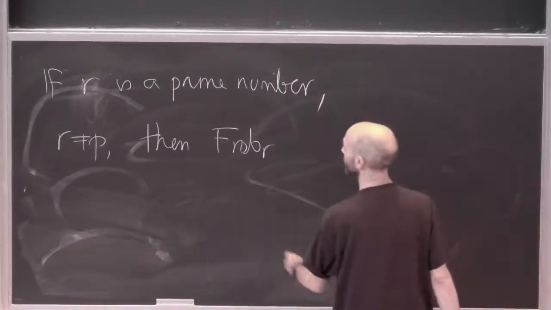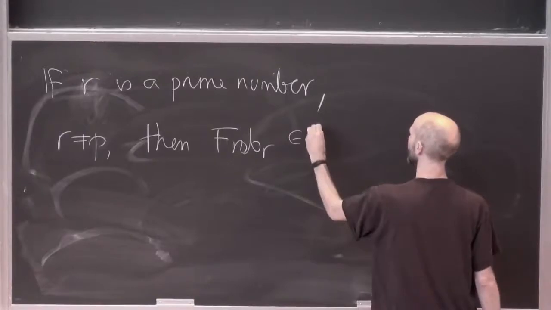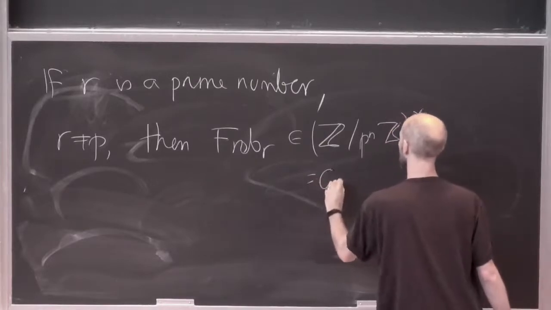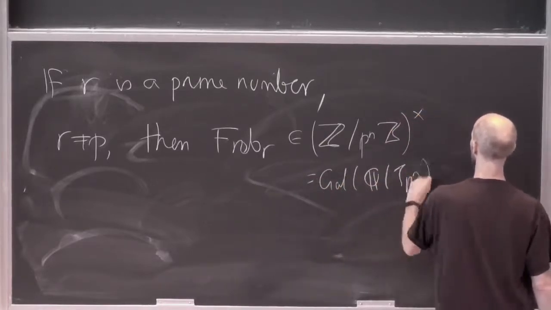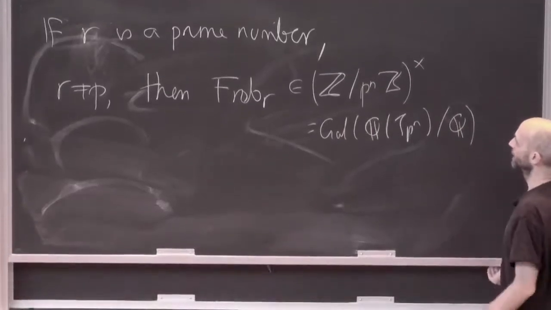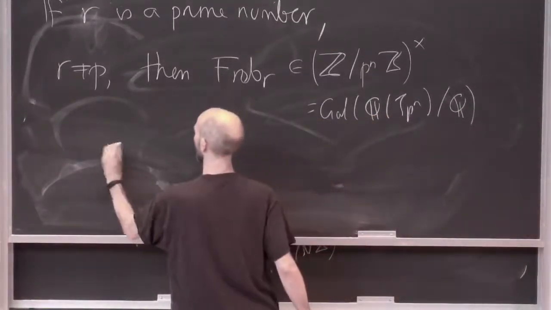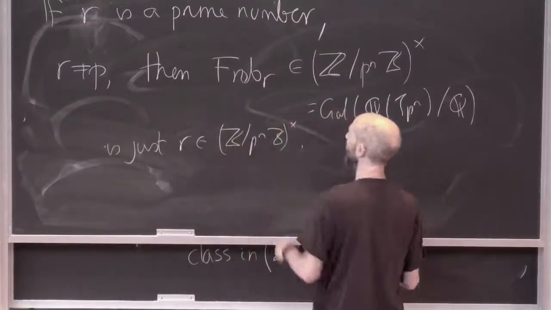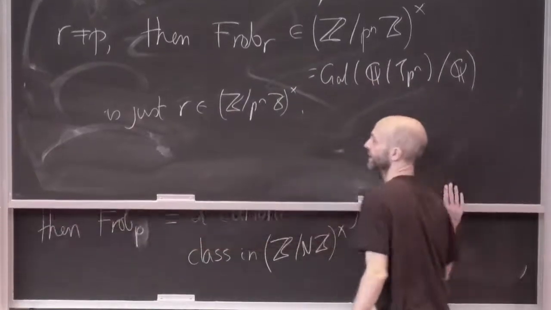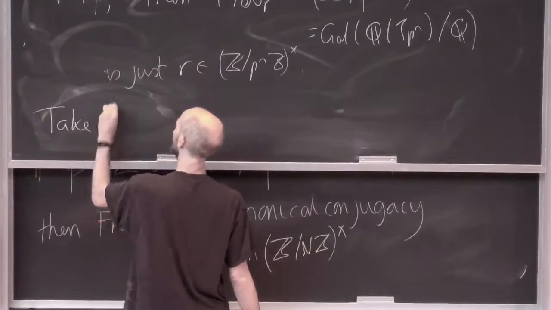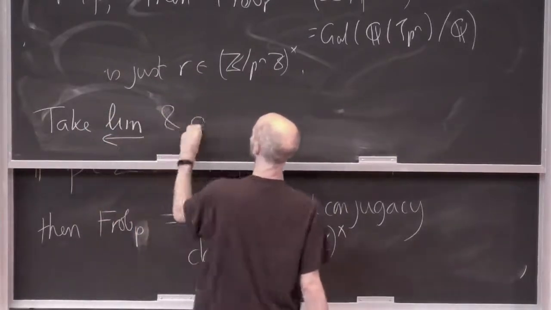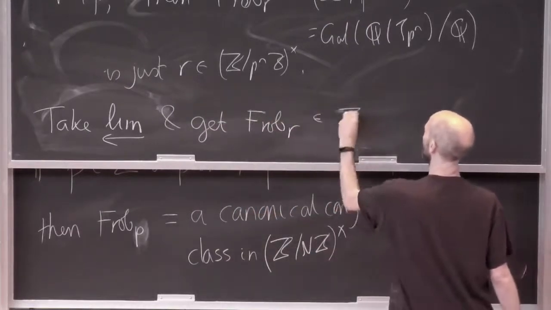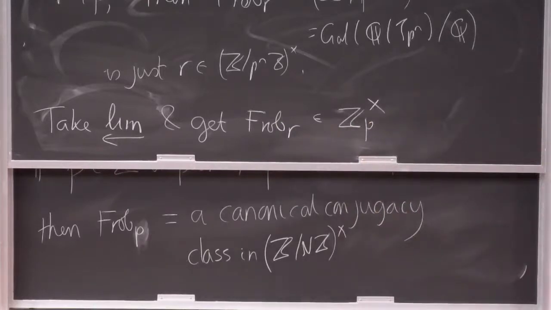If R is a prime number, R not equal to P, then Frob R is actually an element of (Z mod P^n Z)star, and that's Gal(Q(zeta_P^n) over Q). Frob R in this is just R, right? It's just R in (Z mod P^n Z)star. And you see everything is kind of compatible with projective limits, right? Take the limit. There. And we seem to have got Frob R, which now lives in Zp star, which is kind of cool.